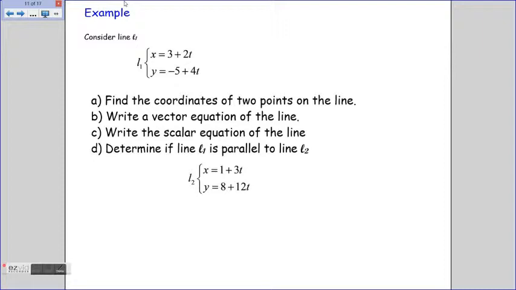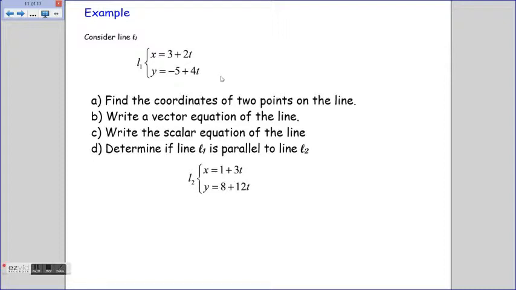Let's use the parametric equation in an example. Let's consider the line L1, represented by a script L subscript 1. x is equal to 3 plus 2t, y is equal to negative 5 plus 4t. And so this is the parametric equation of line 1.